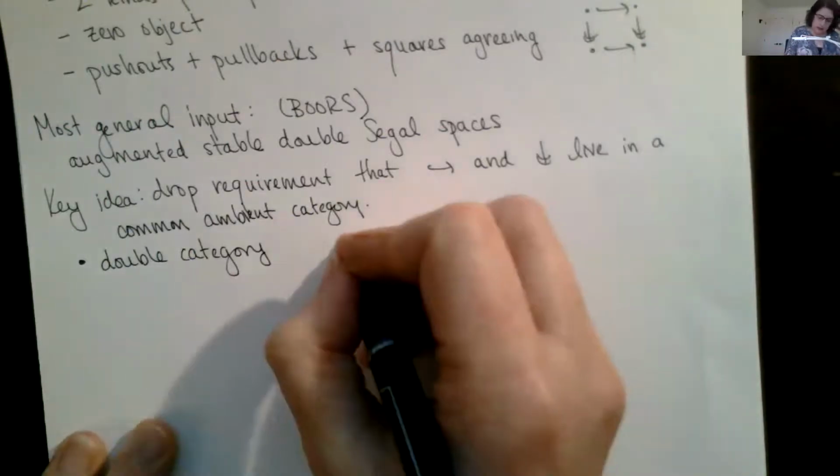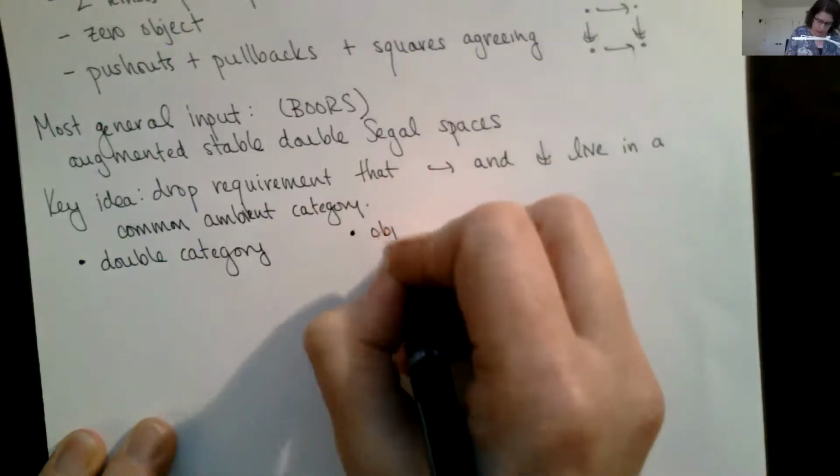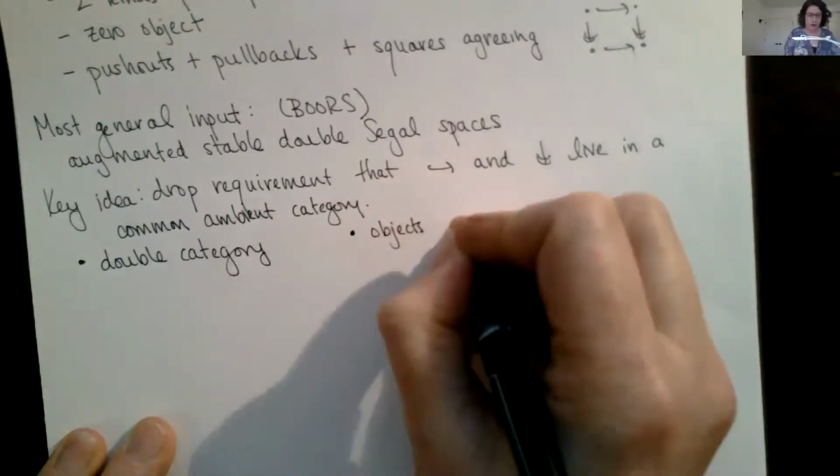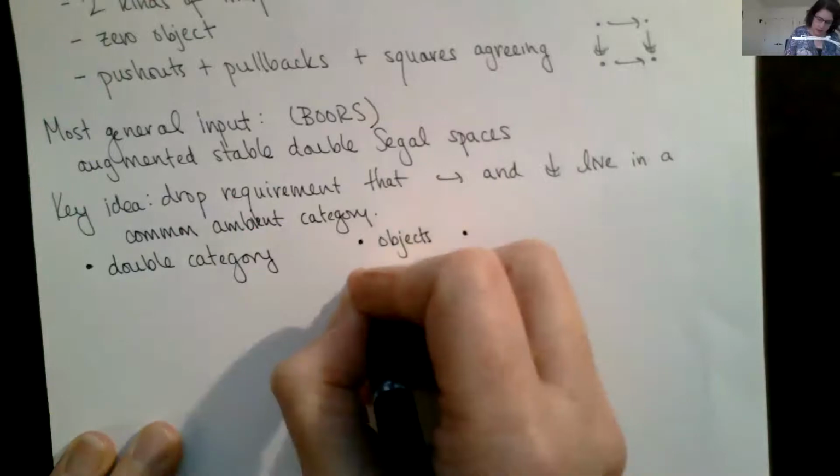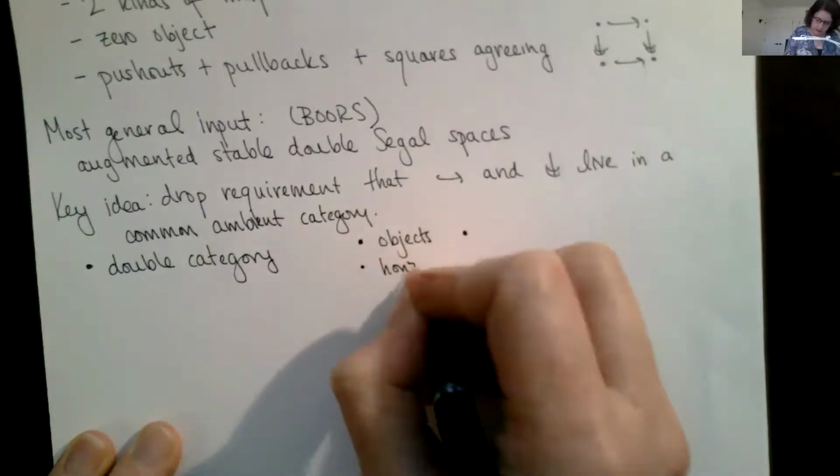So in a double category, you have objects, denoted by dots. You have horizontal morphisms.